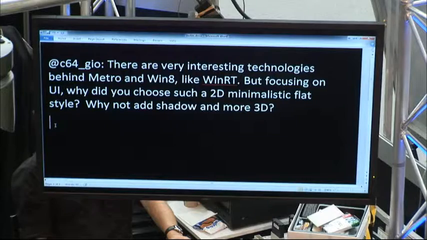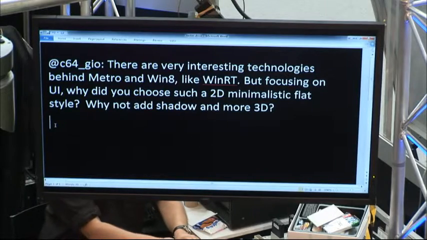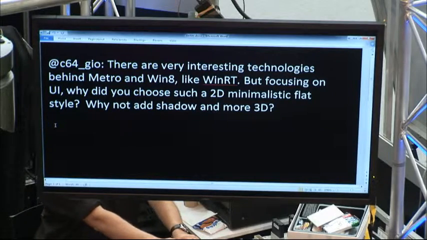Okay, now we only have a couple of minutes left, so I'll put you on the spot and see if we can answer this one last question here from @64geo. There are very interesting technologies behind Metro and Windows 8 like WinRT, but focusing on UI, why did you choose such a 2D minimalistic flat style? Why not add shadow and more 3D? This is kind of authentically digital, like there's no light sources.